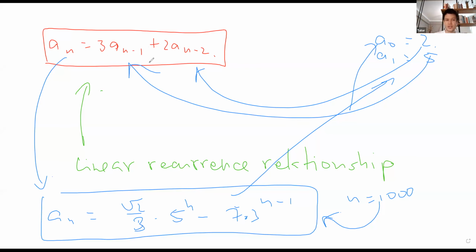Okay, so any questions about this? No? All right, so let's try and solve this problem. How can we usually solve this problem? If we look at, for example, the Fibonacci problem, you are probably well familiar with the Fibonacci problem.